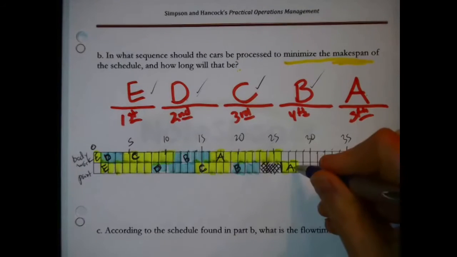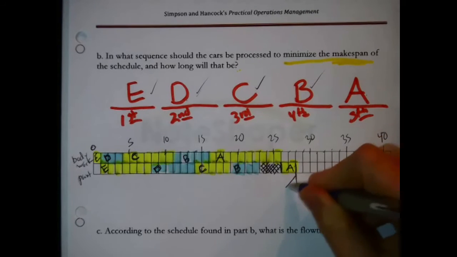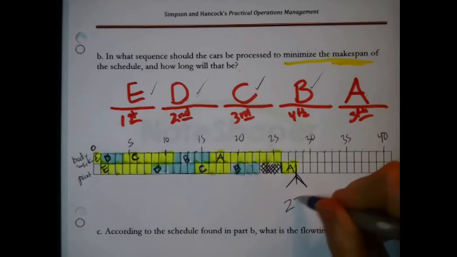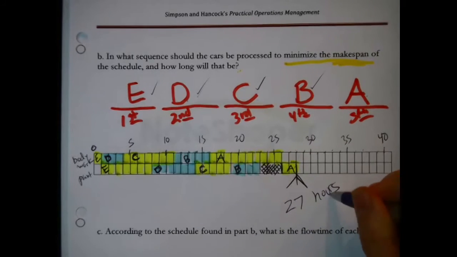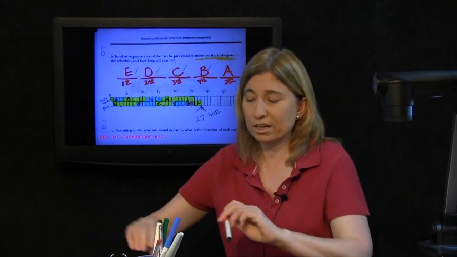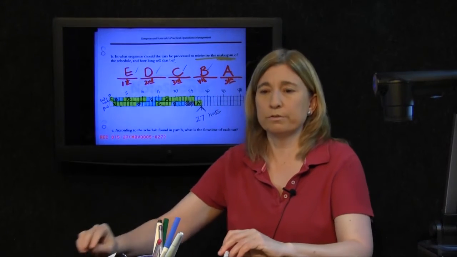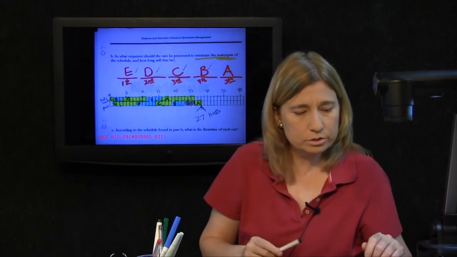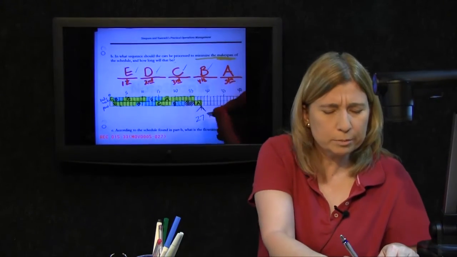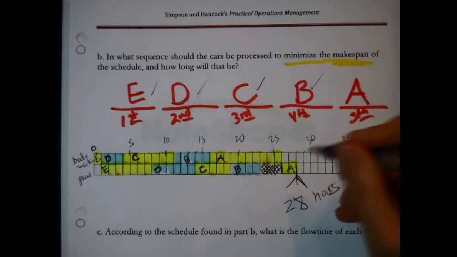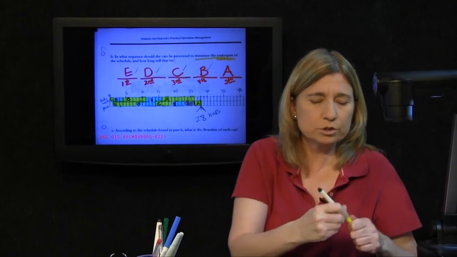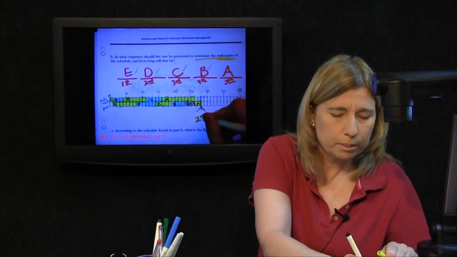But wait, we can now answer the rest of the question, because this is the last car. When did it get finished? In 27 hours? The make span of this schedule is 27 hours. Oh, excuse me, 28. I can't count. It takes 28 hours to finish.